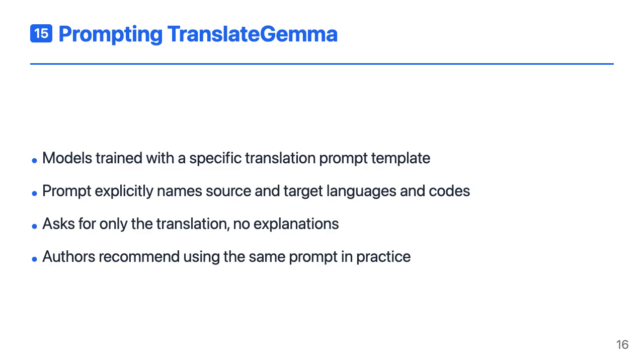TranslateGemma was trained with a consistent prompt template that explicitly states the source and target languages, including their language codes, and instructs the model to output only the translation. This same prompt is used during evaluation, and the authors recommend using it in real applications as well. The model repository includes tools to automatically wrap user text with this prompt, so you don't have to construct it manually.